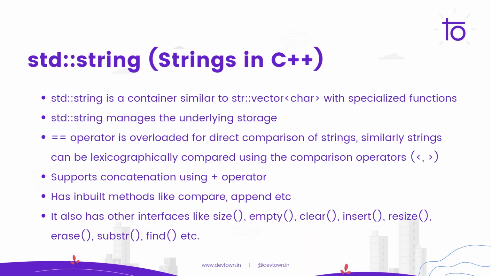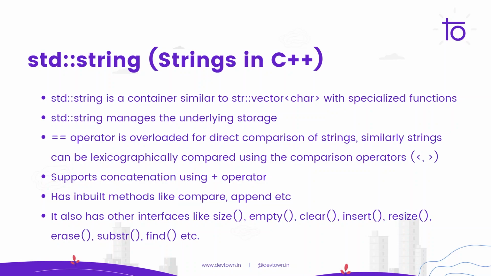So, strings in C++, or the string class. String is a container similar to vectors with specialized functions for operations on that container. String manages the underlying storage. The double equal to, or the comparison operator, is overloaded for direct comparison of strings. Similarly, strings can be lexicographically compared using the logical comparison operators as well, such as greater than or less than.